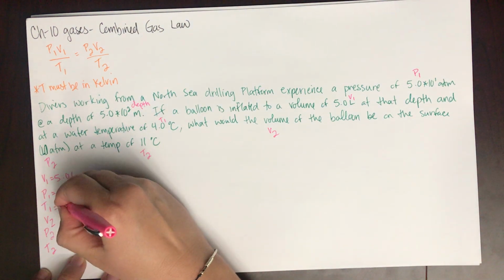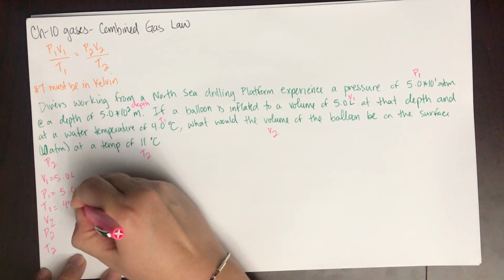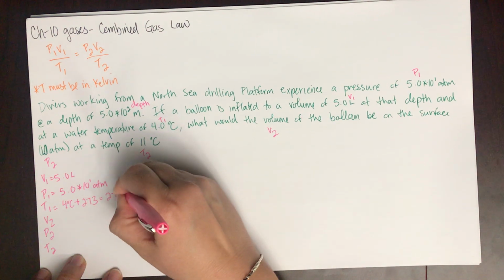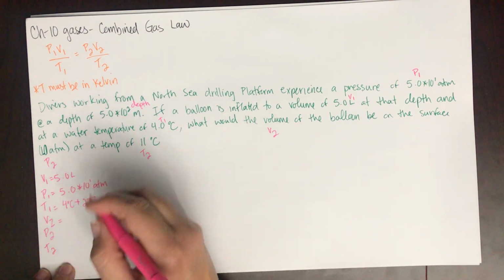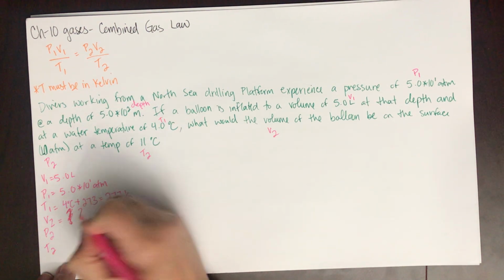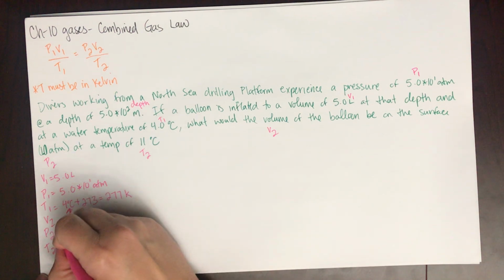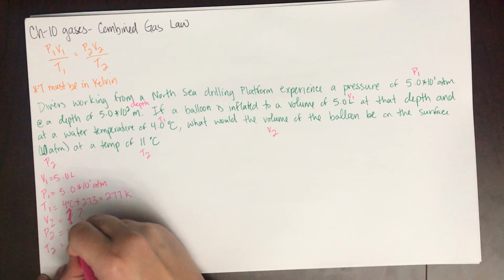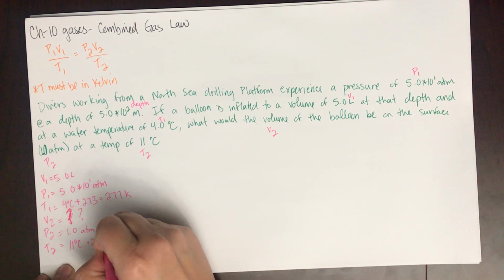T1 was given to us as 4 degrees Celsius. I'm going to go ahead and add 273 to it to get 277 Kelvin. That's what we'll use in our problem. V2 is what we're solving for. That's a question mark. P2 is 1.0 atmospheres. T2 is 11 degrees Celsius. Again, don't forget to convert it.